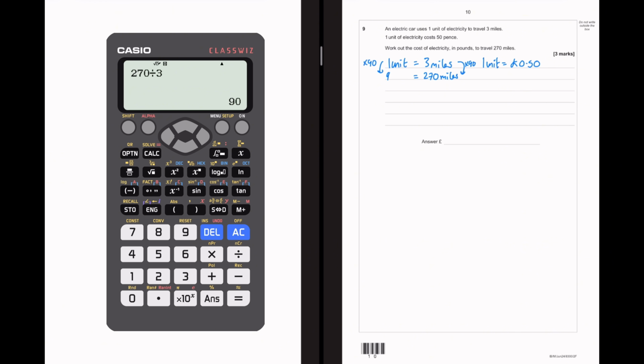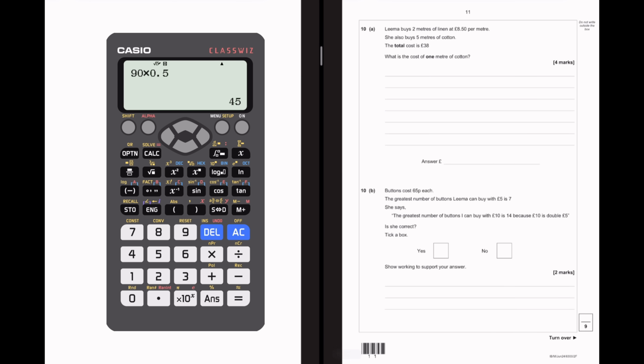We need to do the same on the other side. 1 times 90 is 90 units. And if we've got 90 units, then we're going to do the same conversion here. I've multiplied by 90 here as well, so I need to multiply 50 pence by 90 as well. So 90 times 0.5 is equal to 45 pounds. So the answer is 45.